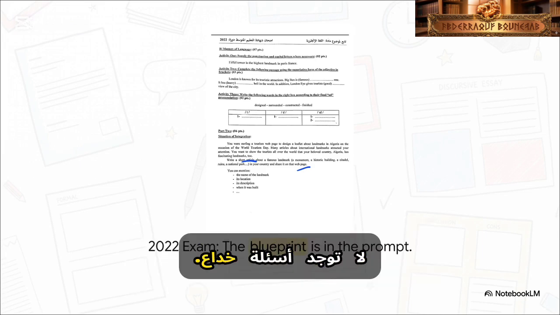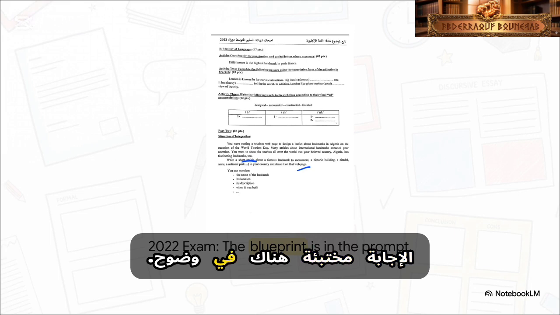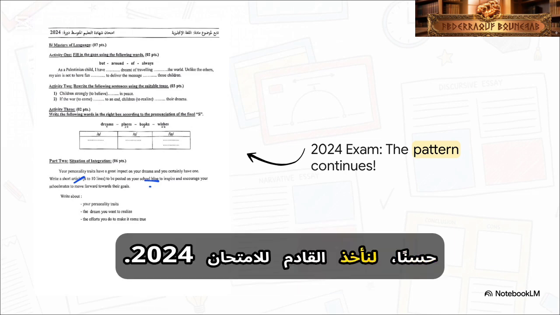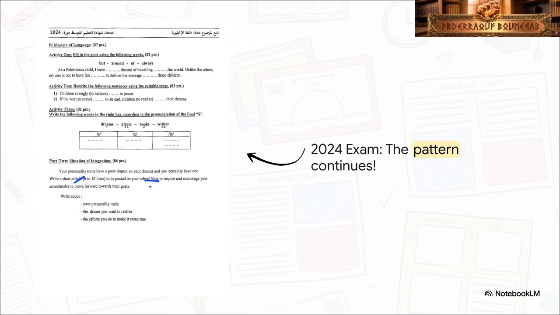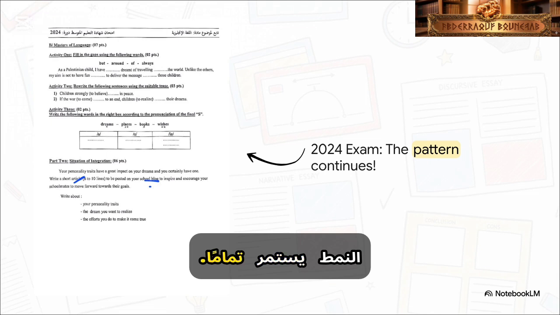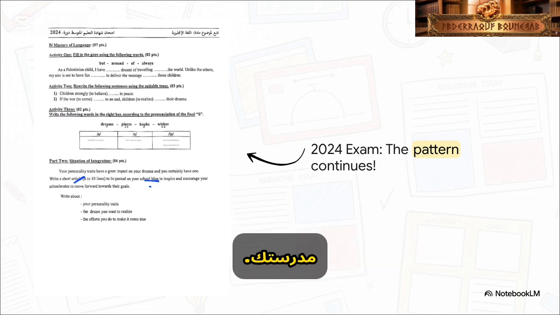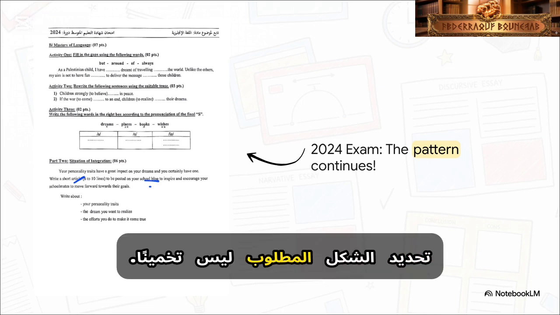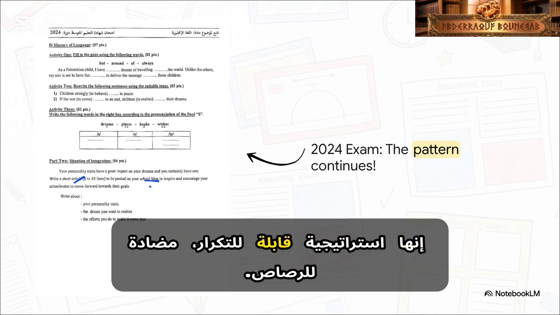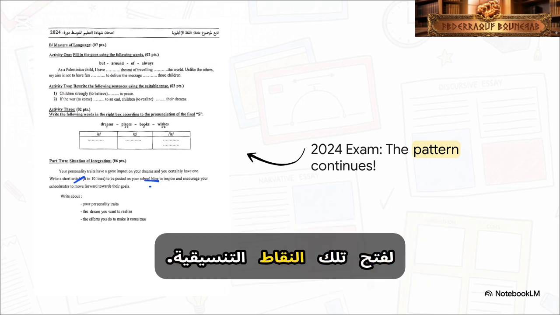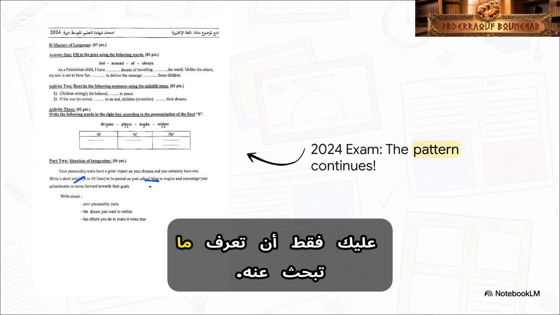It's not some trick question. The answer is hiding right there in plain sight. Now, you might be thinking, well, maybe 2022 was just a lucky fluke, right? Well, fast forward to the 2024 exam. The pattern completely continues. The instruction clearly tells you to write a short article to be posted on your school blog. Identifying the required shape isn't a guess. It is a repeatable, bulletproof strategy. Every single year, without fail, the prompt gives you the exact clue you need to unlock those format points. You just got to know what you're looking for.